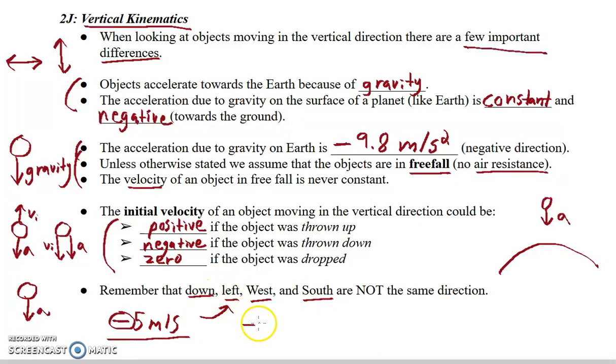So the important thing to keep in mind is just because you see negative 9.8 meters per second squared, don't just automatically say, oh, this must mean left or this must mean west. Think about the situation. Don't always assume negative is one direction or another.